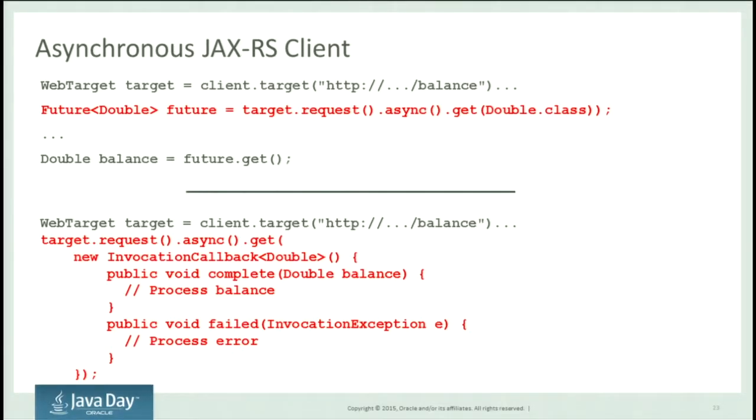If you didn't want to use futures, you can also use a callback style as well. All you do there is you call async, and then in the get parameter, you pass in an InvocationCallback. The InvocationCallback has two different methods, completed and failed. In case of completed, it's a successful execution of the background thread. In case of failed, there is some failure, in which case you'll receive an exception back that you need to handle.